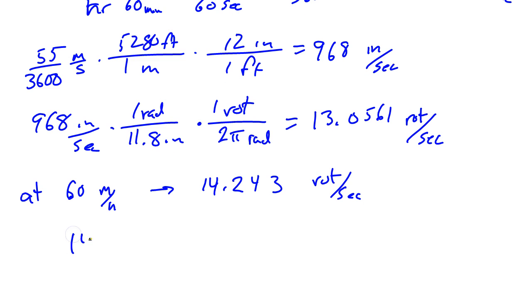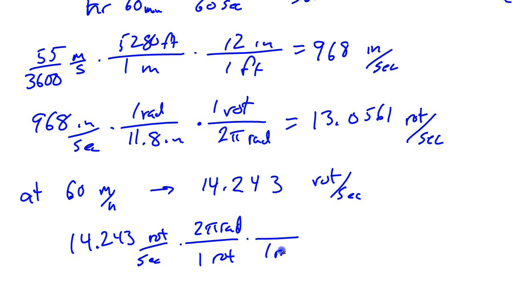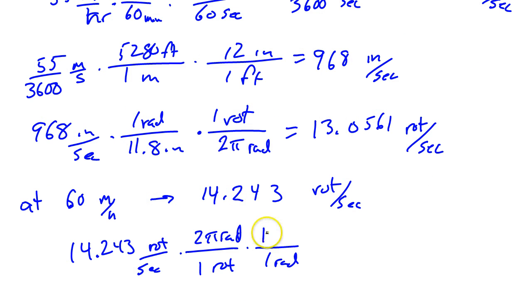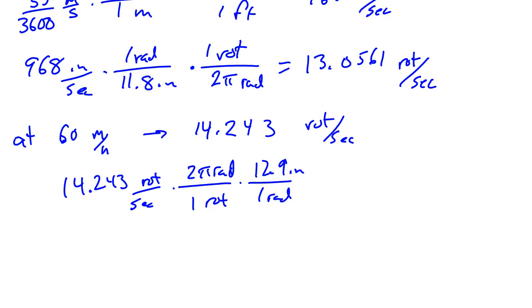So at 14.243 rotations per second, I'm just going to essentially do this problem backwards now. 14.243 rotations per second. I'm going to multiply by one rotation is 2 pi radians, and 1 radian is worth, I've already forgotten what my new radius is, 12.9 inches. And so I'll type that into my calculator. So that's equal to 1154.44 inches per second. Okay.